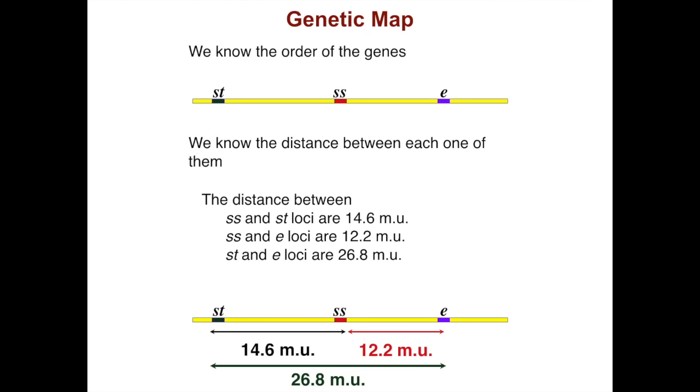So let's try to put these genes on the genetic map. We know the order of these genes. We know the distance between each one of them. And by putting that data together, we can generate a map that shows spineless in the middle, ebony on the right, and scarlet on the left.